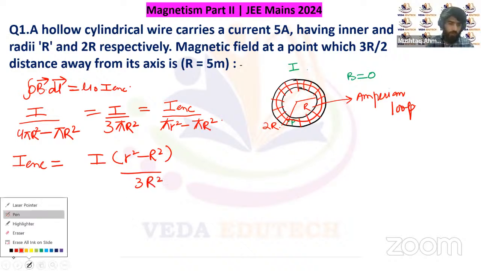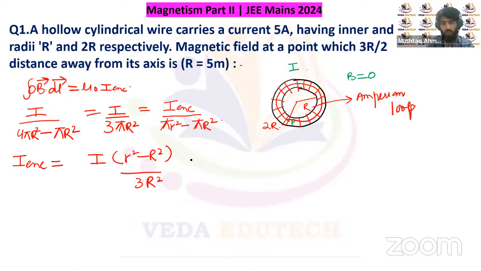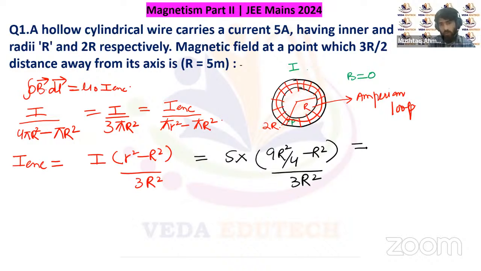Now let's substitute the values of the small r and the capital R. The value of I is given as 5, and the value of the small r is given as 3R by 2. So it will be 9R squared upon 4 minus R squared, divided by 3R squared. So it will be 5 into 5R squared upon 12 R squared. R squared and R squared will get cancelled, and we'll be left with 25 over 12. So this much will be the current enclosed.